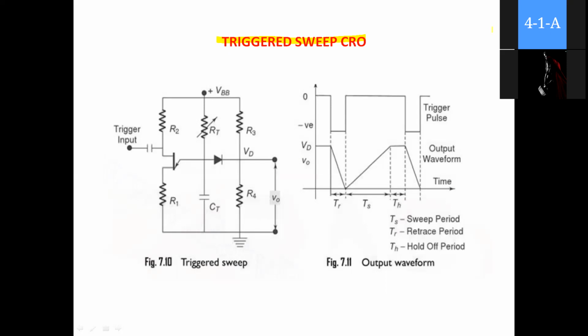I will explain. The application of the continuous sweep CRO is limited. It is only used for displaying periodic signals. I had already told you what periodic signals are. Periodic signals have constant frequency and constant amplitude.